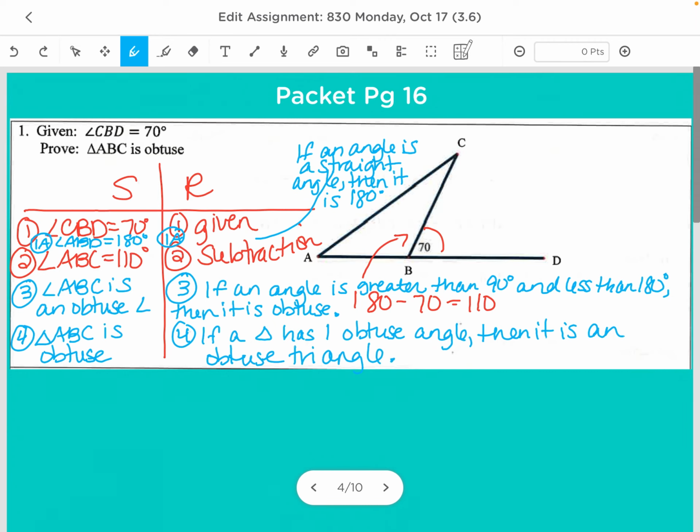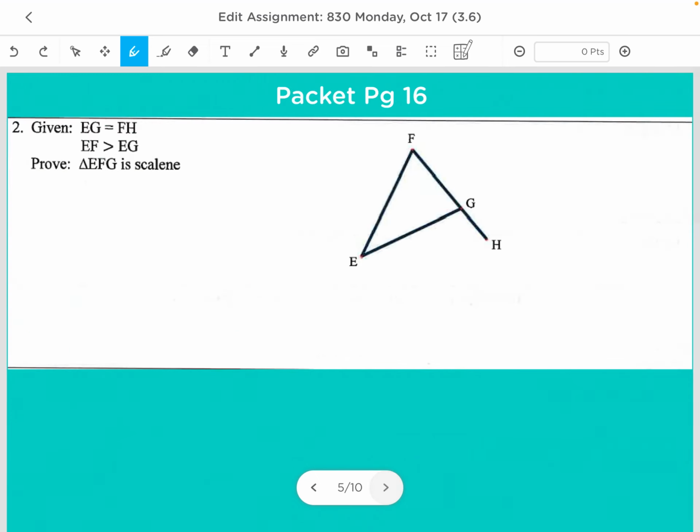Feel free at any time through the video to go ahead and stop and pause. If you need to re-listen to something, you can rewind. Or if you just need a pause break because you need to be able to write, you can do that as well. All right, we're going to go ahead and go on to packet page 16. We have a proof here, so let's go ahead and do that proof.